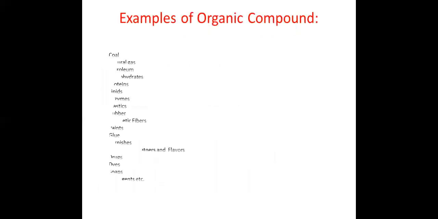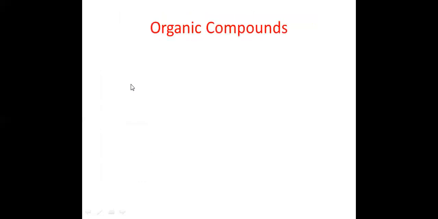We have many examples of organic compounds. Some important examples are coal, natural gas, petrol, carbohydrates, proteins, lipids, and enzymes. These are natural, examples from living things. And then we have plastics, rubber, synthetic fibers, paints, glue, varnishes, artificial sweeteners and flavors, drugs, dyes, soaps, and detergents. All these compounds are organic in nature, or are called organic compounds.